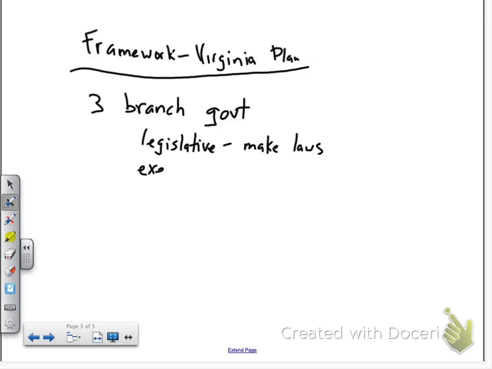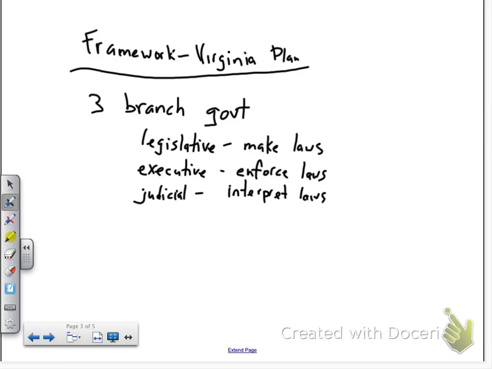The executive branch. And what would the executive branch do, Nick? Enforce the laws. And the third branch, Austin? Judiciary. The judicial branch, which would do what, Abby? Interpret, actually. And in today's government, the legislative branch is Congress, the executive is the president, the judicial is the Supreme Court. Okay, so those are your 3 branches.